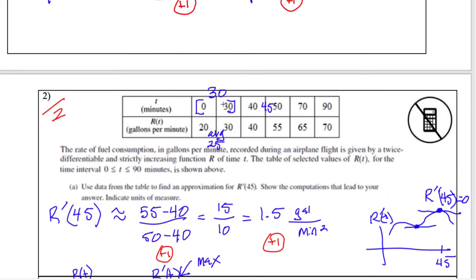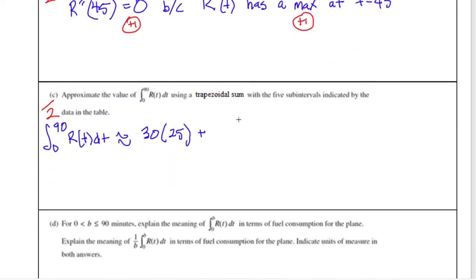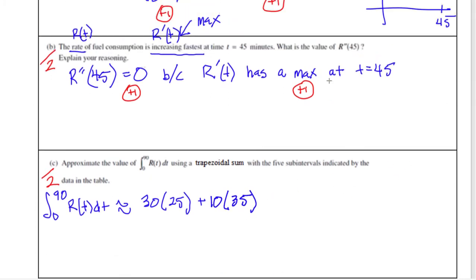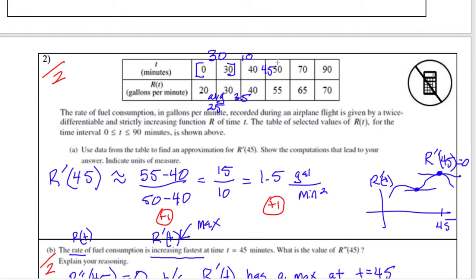So the distance between 30 and 40 is 10. So I'm going to put 10 up here. And the average between 30 and 40 is 35. I'm going to multiply 10 by 35. So plus 10 times 35. And I should be color coordinating these, but I'll start now. The distance between 40 and 50 is 10.